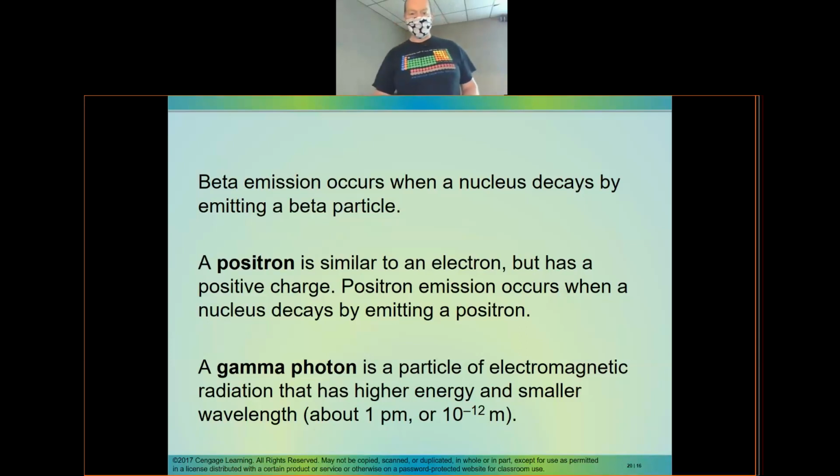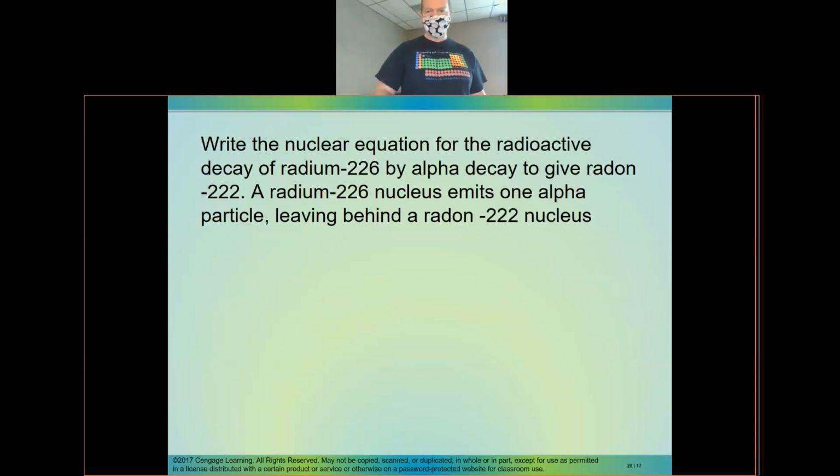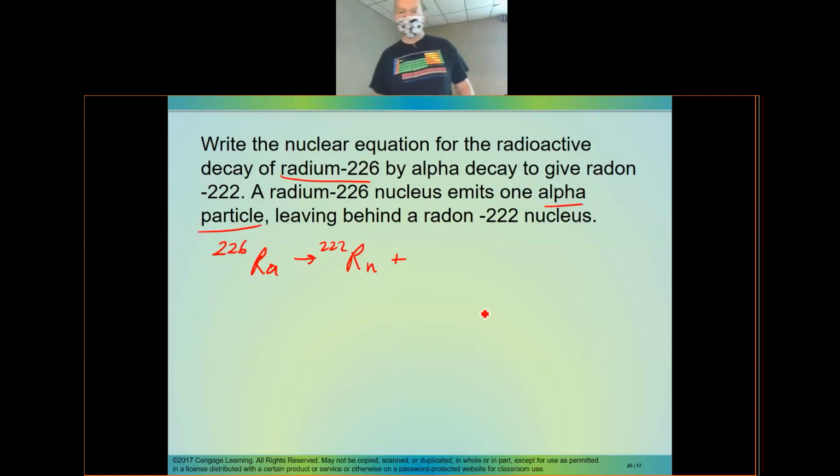All right, so then they just explain a few things. Positron is a positive electron. Gamma is pure energy. All right, so here, write a nuclear equation for the radioactive decay of radium. Radium-226 is going to decay, and it's going to give off radon-222 and one alpha particle. So that's where you need to know what an alpha particle is. And so that is a 4,2 helium.